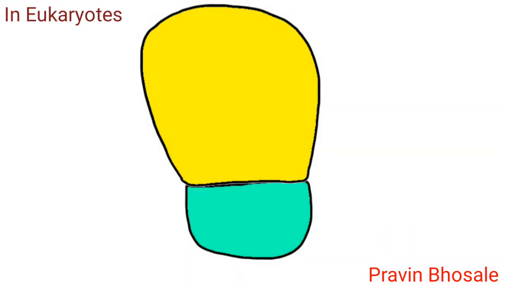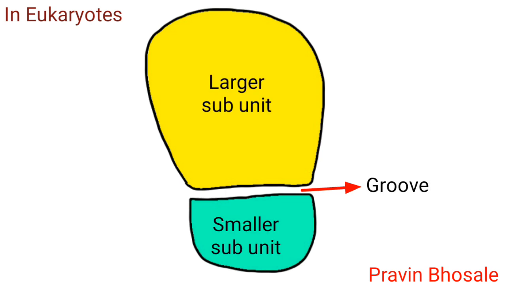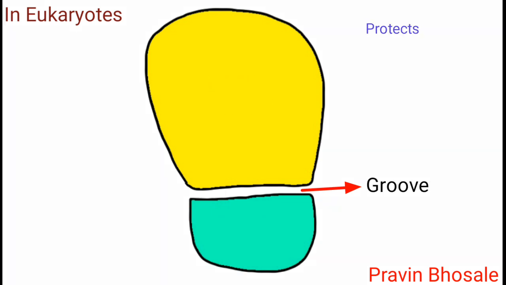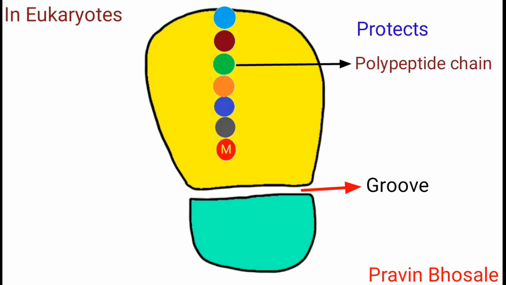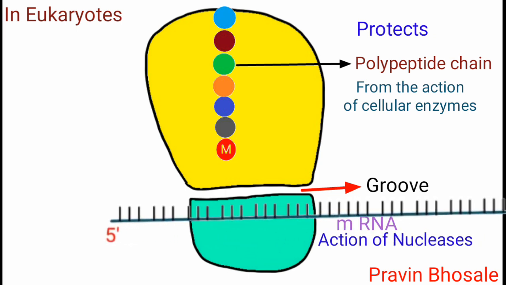In eukaryotes, a groove is present between the two subunits of the ribosome. It protects the polypeptide chain from the action of cellular enzymes and also protects mRNA from the action of nucleases.